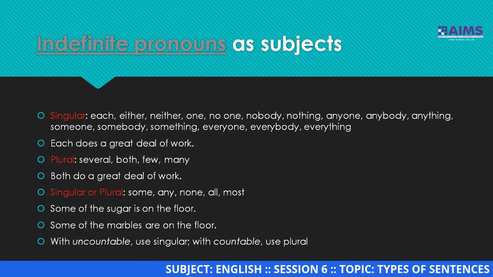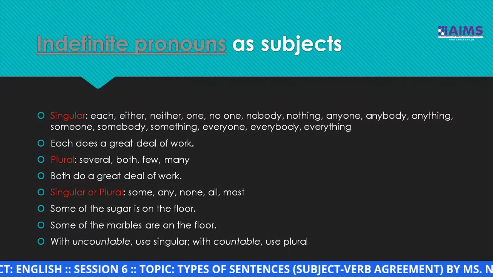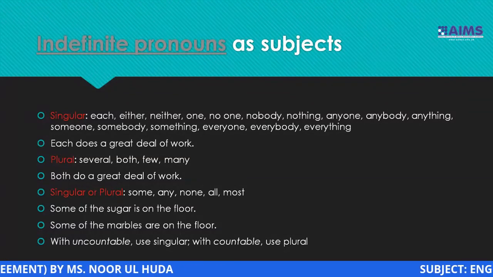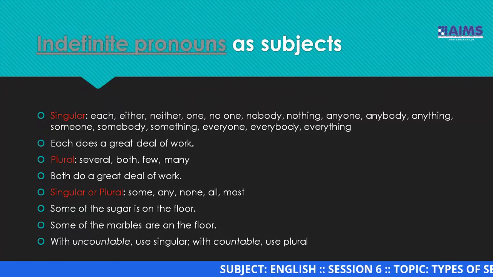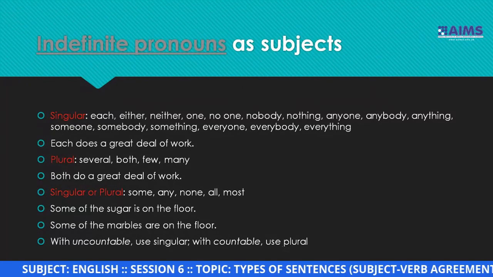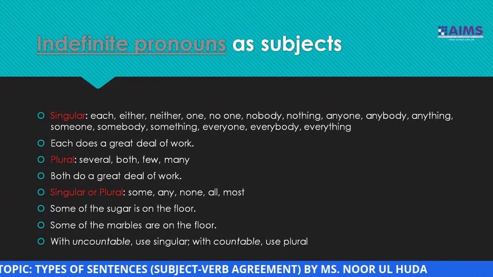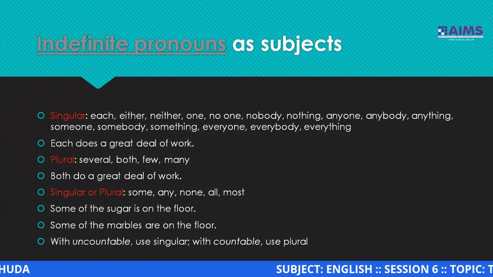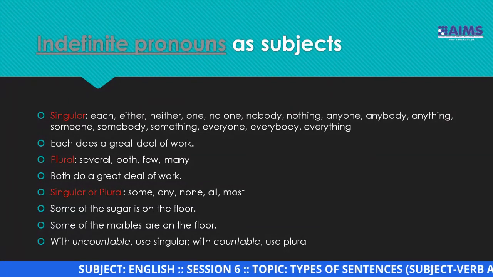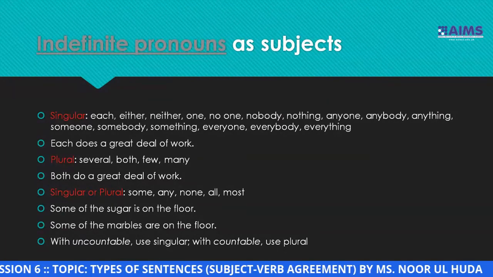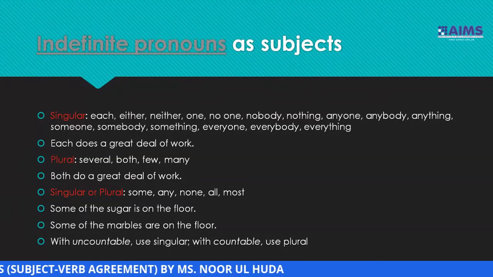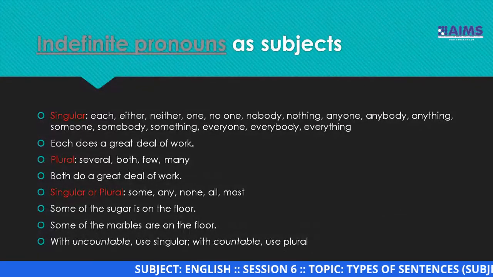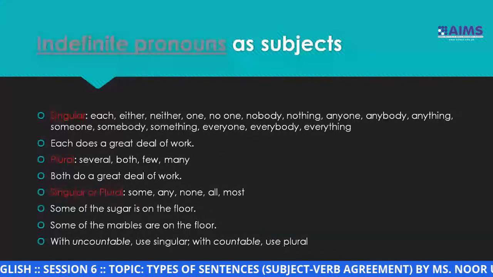Singular or plural. Sometimes there are indefinite pronouns which could be used as singular or plural. Take the example of some. Some of the sugar is on the floor. Some of the marbles are on the floor. Why is it so? Because with uncountable nouns we use singular, and with countable nouns we use plural. Sugar is uncountable, so we use a singular verb. The marbles are countable, so we use the plural form of the verb.